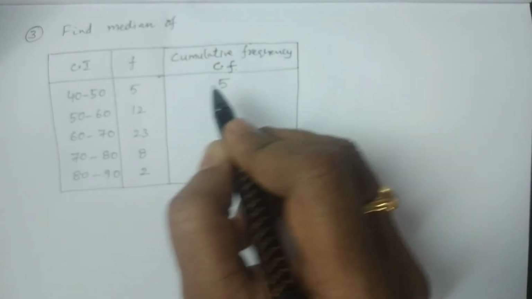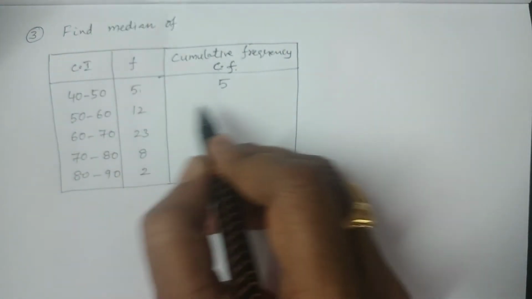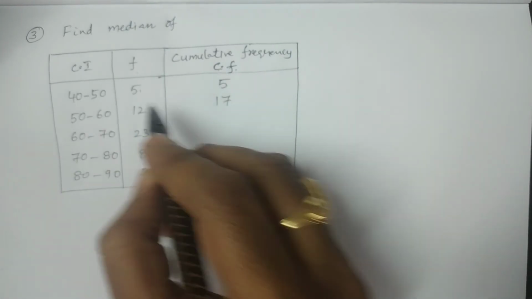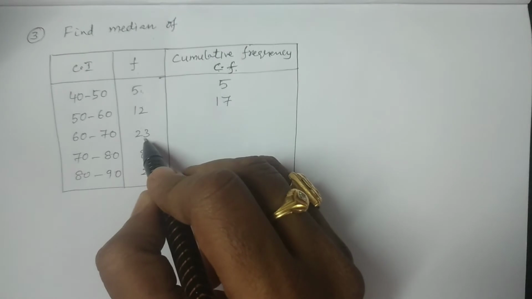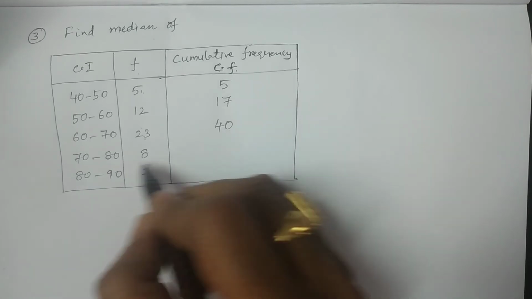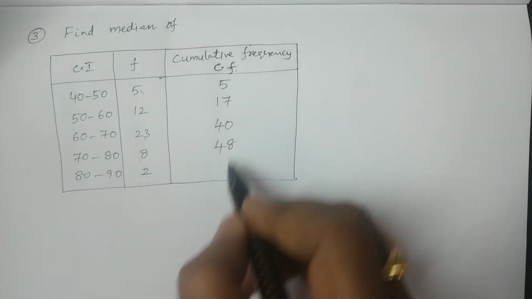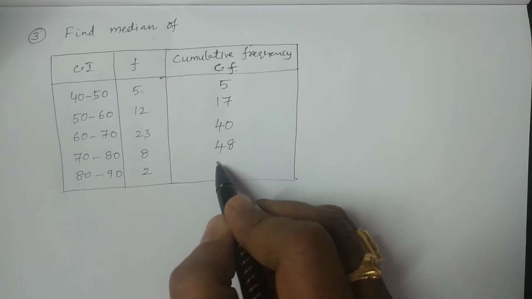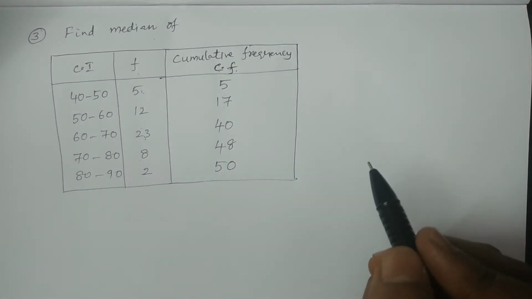example 5, the first frequency, and then add first and second, that is 17. Add first, second, third, that is 17 plus 23, it is 40. Add first 4, that is 40 plus 8, 48. Add all the observations, and at last 50. Do you understand? You have to add the frequencies one by one, first one, second one, third one, etc. You have to add frequencies cumulatively, then you will get cumulative frequency.